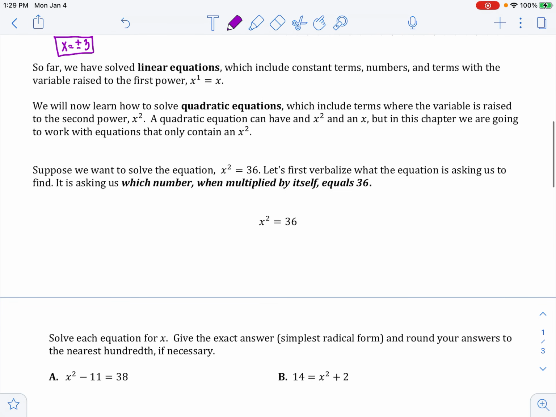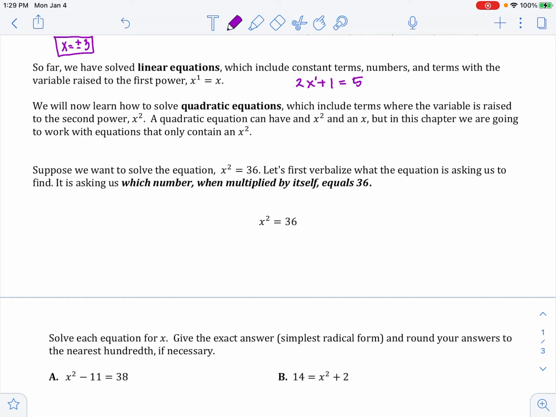Okay, so it says, so far we have solved linear equations which include constant terms, numbers, and terms with the variable raised to the first power. So for example, we would solve like 2x plus 1 equals 5. This is x to the first power. We will now learn how to solve quadratic equations which include terms where the variable is raised to the second power. So this will be x squared. A quadratic equation can have an x squared and an x, but in this chapter we're just going to work with ones that only contain an x squared. So next chapter it'll have an x squared and an x.